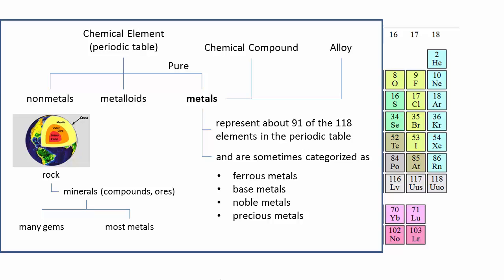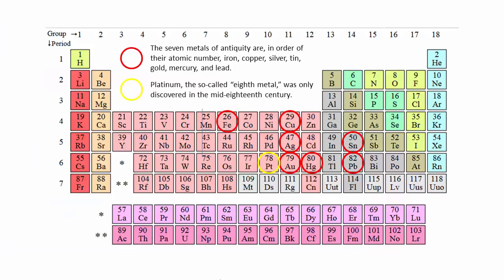Metals comprise about 91 of the 118 elements in the periodic table. Some, like gold, can be found on Earth in their pure or native form, but more often we find them in compounds or in man-made alloys. Metals are variously categorized as ferrous, with reference to their iron content, base or noble, with reference to how quickly they oxidize or corrode, or precious, with reference to their economic value. Notice that the 2-character symbol for most elements in the periodic table comes from their Latin name.